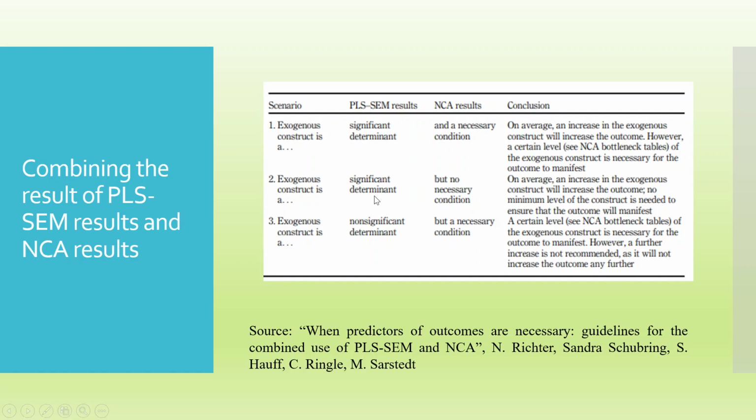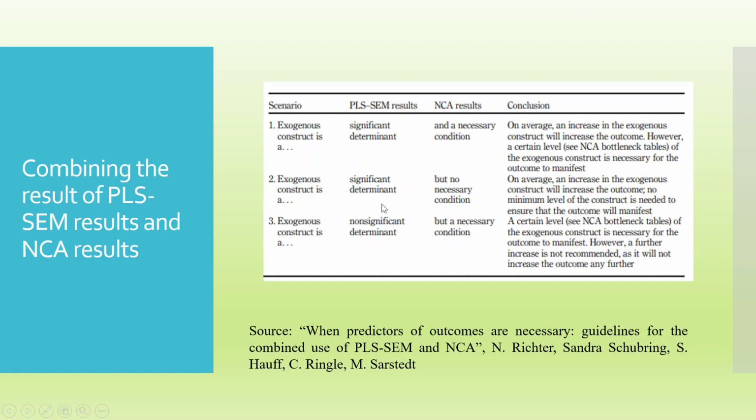The second possibility is a significant determinant but not a necessary condition. So here this construct is significant, but in the necessary condition analysis, the minimum threshold level is not necessary. So on average, an increase in the exogenous construct will increase the outcome. No minimum level of the construct is needed to ensure that the outcome will be manifested. You don't have to refer to the bottleneck table.